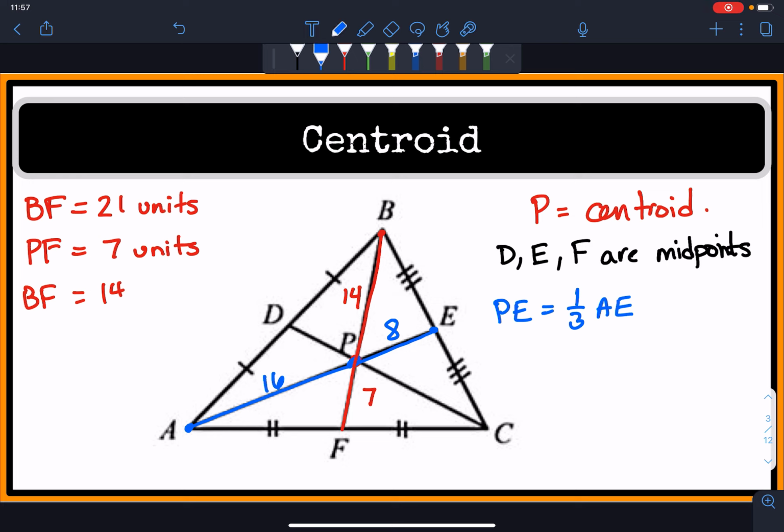That the distance from the centroid to the vertex is going to equal twice the distance from the centroid to that midpoint on the opposite side. So in this case, that would be point E. So knowing the distance of the median, we can identify the distance from the centroid to the middle point, and then use that to figure out the distance from the centroid to the vertex by simply multiplying that number by 2.